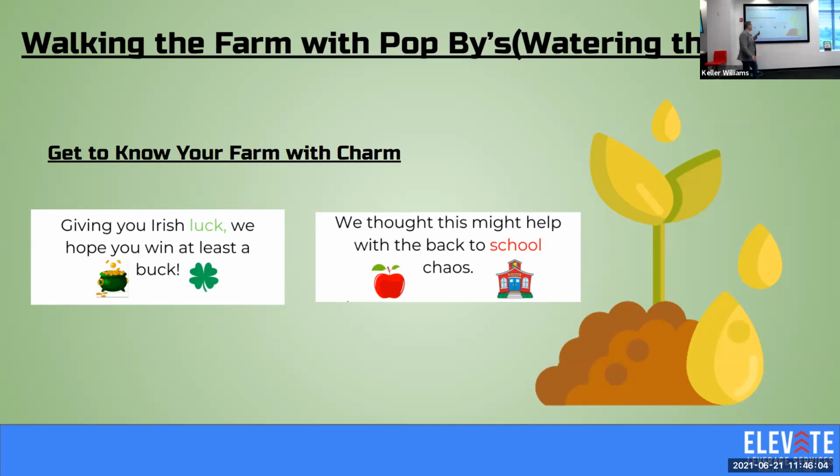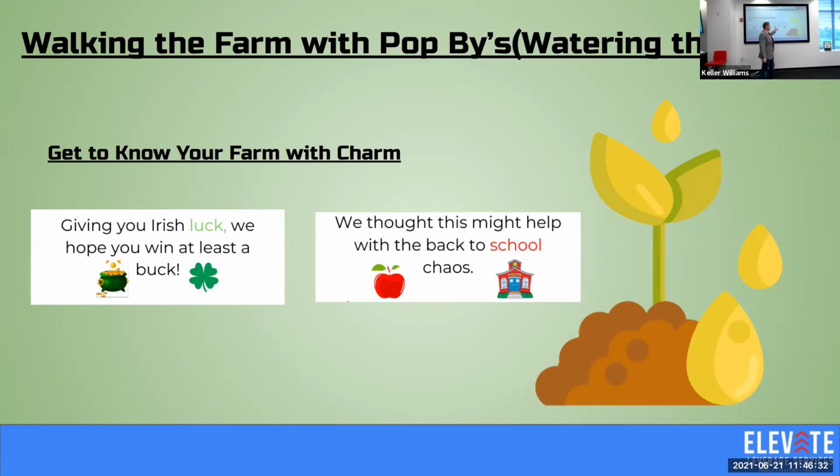So here's a couple examples of some pop-bys. What you would do with these is you would just print out these on a label. On the back side, maybe you attach your business card, and then you're attaching it to whatever that cheesy gift would be. So the example with these two, giving you Irish luck, we hope you win at least $1. So that would be attached to a scratch ticket as an example. And again, there's your pop-by for the month of March.